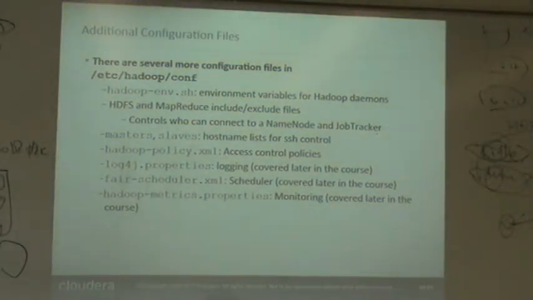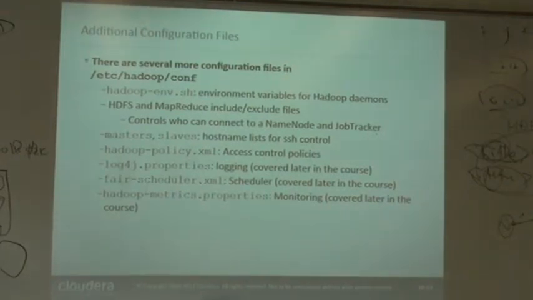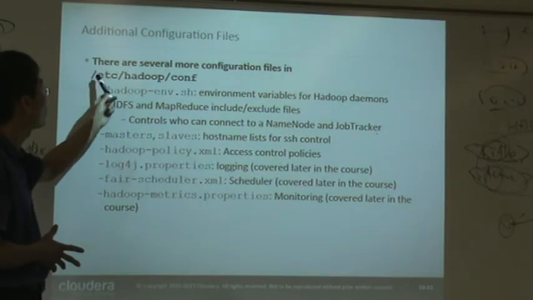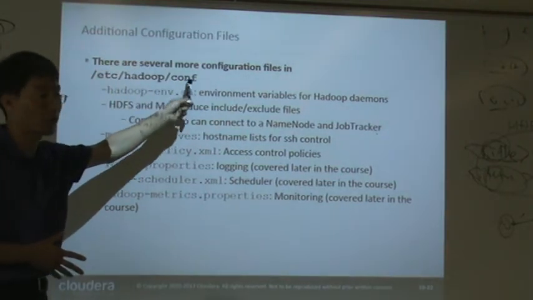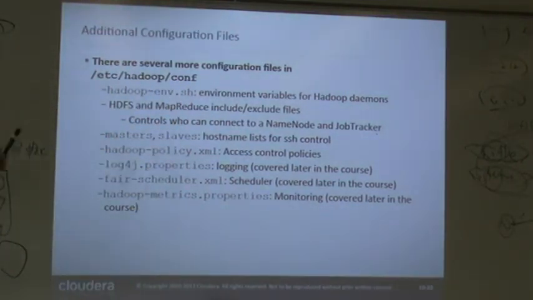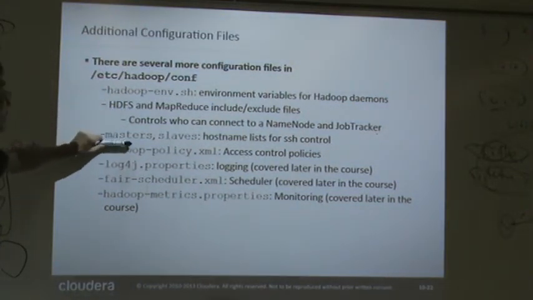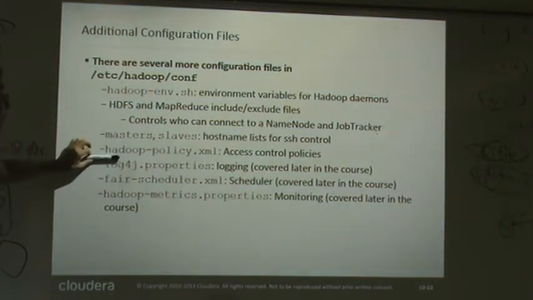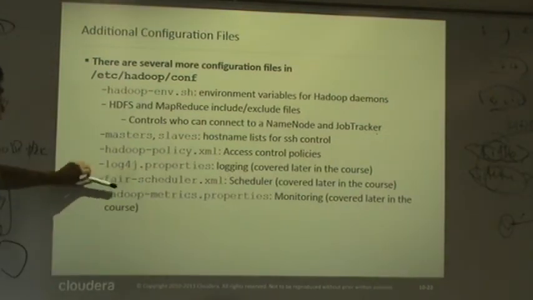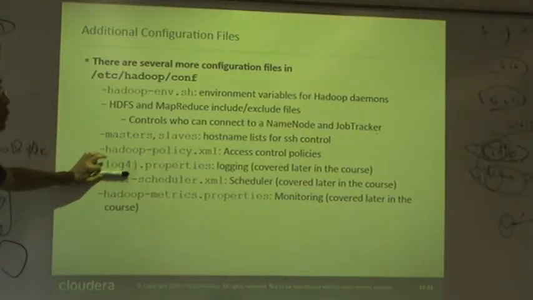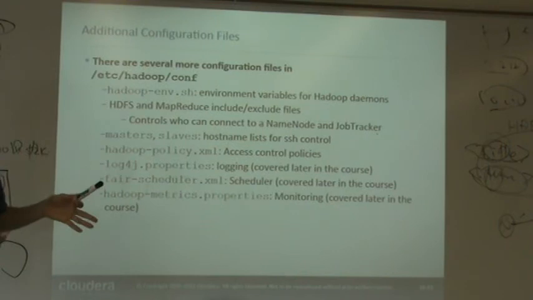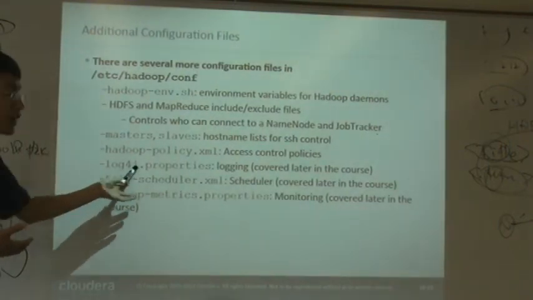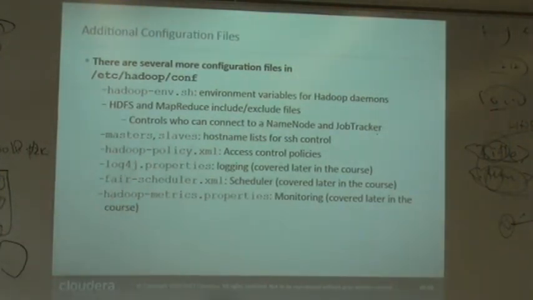There are additional configuration files in Hadoop. You can find such configuration files in /etc/hadoop/conf. We already saw hadoop-env and the host name list in case you need to SSH. There is an access control policy, and for logging we use log4j, so this is the configuration file for that.